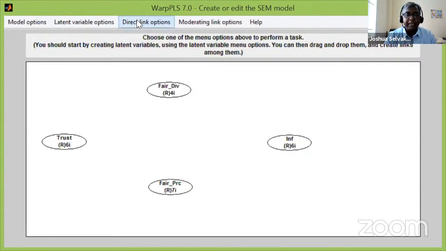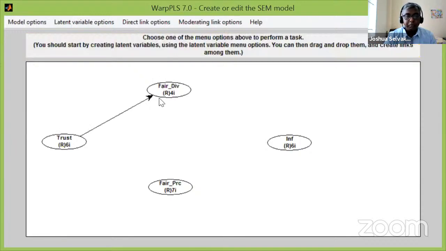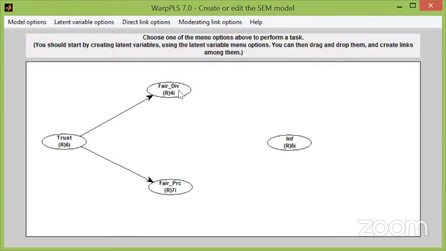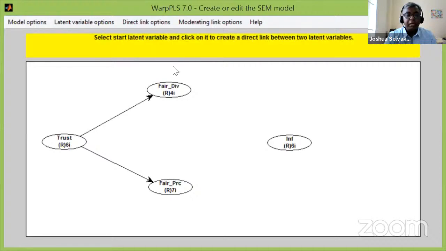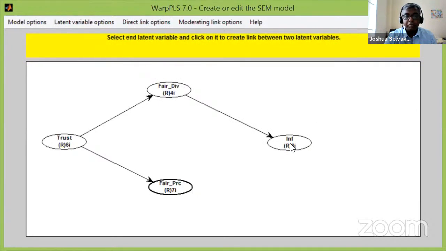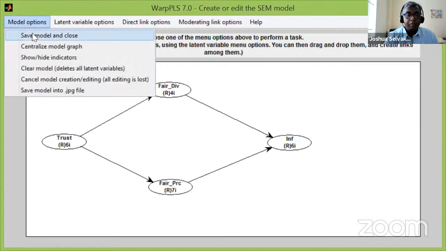So I'm going to add links, create direct links between these two. Then I'm going to add links to these. Are you able to see the links? Yes, sir. Good. I'm going to add one more link between this and this, and one more link between this and this. Done. This is our theory. Our theory is ready. Now let's run the model. Save the model.